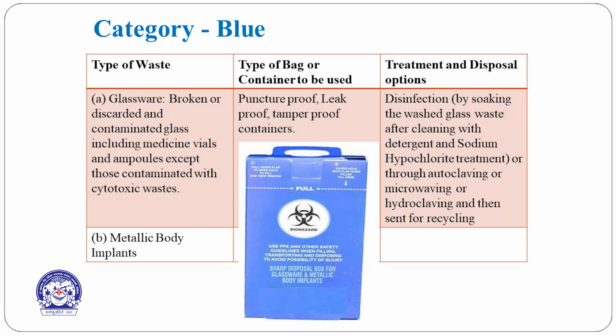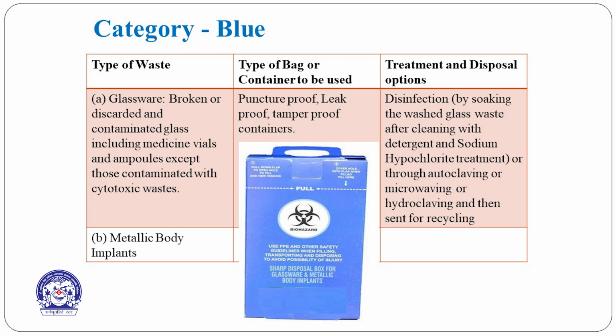Coming to the category blue, it includes glassware, be it broken or discarded, and contaminated glass including medicine vials and ampules except those contaminated with cytotoxic waste, and metallic body implants. The type of box or container should be puncture proof, leak proof, tamper proof containers.